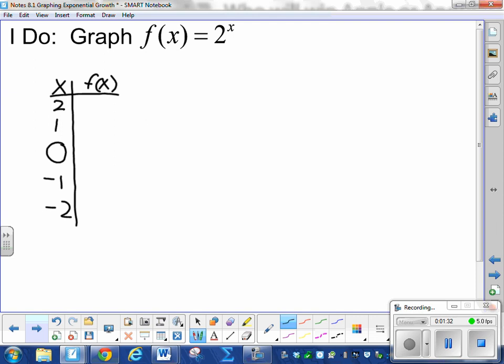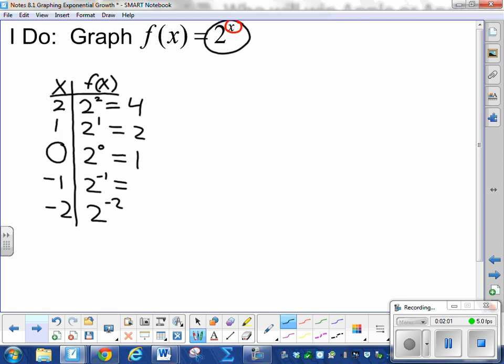All right, so now what we're going to do is plug in. So keep in mind you're plugging into 2 to the x power. You are substituting for the x part. So this is going to be 2 to the second power, 2 to the first power, 2 to the 0 power, 2 to the negative first power, and 2 to the negative second power. So just go ahead and evaluate those. 2 squared is a 4, 2 to the first is a 2, 2 to the 0 is a 1, 2 to the negative 1 is 1/2 because the negative exponent puts it on the bottom. This is going to be 1 over 2 squared, which is the same thing as 1 over 4. All right, so now we have our points.